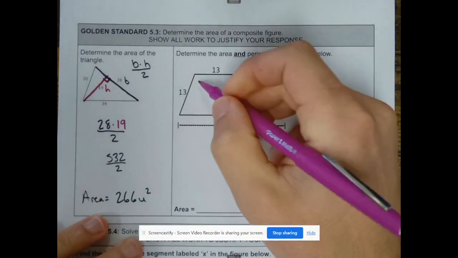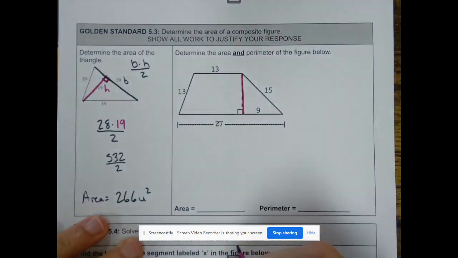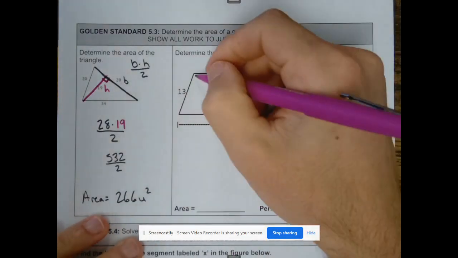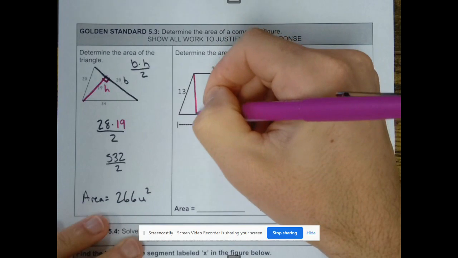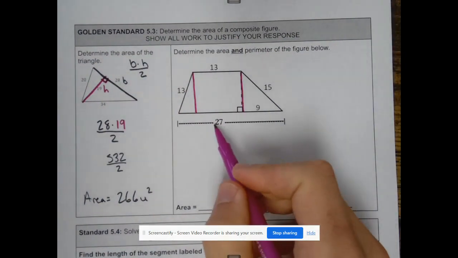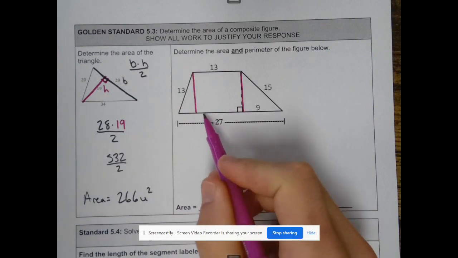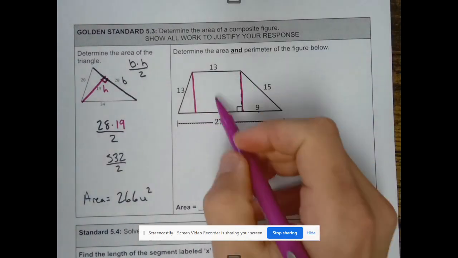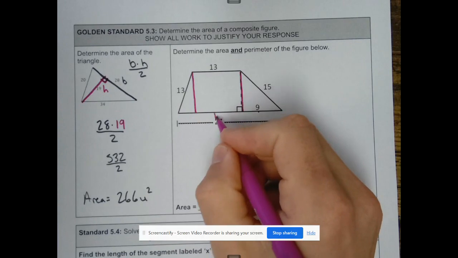I don't like this trapezoidal shape over here. I'd rather make that into a rectangle and a right triangle. So I'm going to draw a line right there. Now, what do I know? I see this 27 here. It doesn't really help me because I know this is 9, 13. Okay, so this is 13 right here.